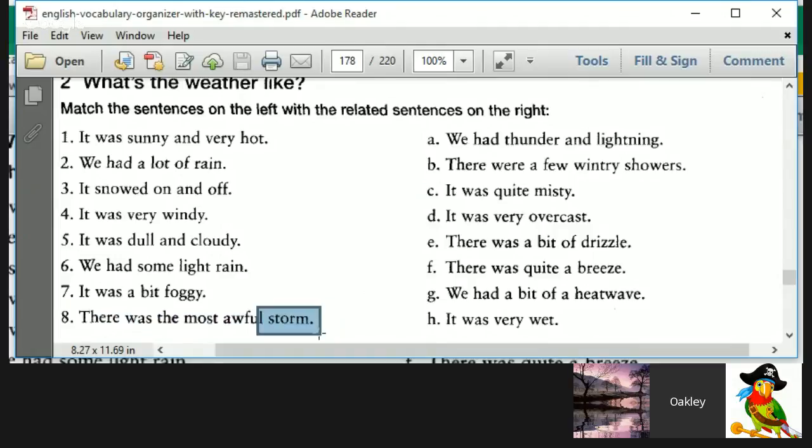Think summer storm. What happens in a storm? Awful just means bad.